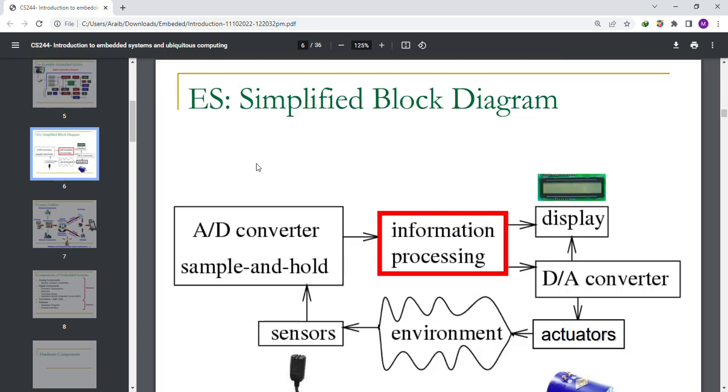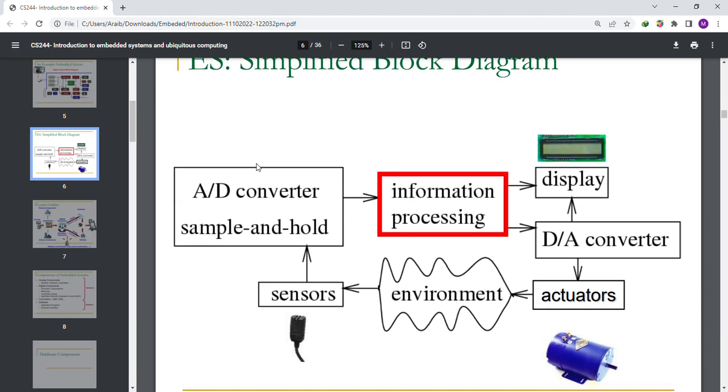A simplified block diagram. See, this is a simplified block diagram of an embedded system. This is an AD converter, sample and hold, and this is information processing. After that, display and DA converter. Display can be on LCD, which we use in the labs to display numerical values and alphabets. After the DA converter it moves to the actuator, and after that it moves toward the environment, and then the sensor, then it moves toward the converter. This is basically a circle which keeps moving around.